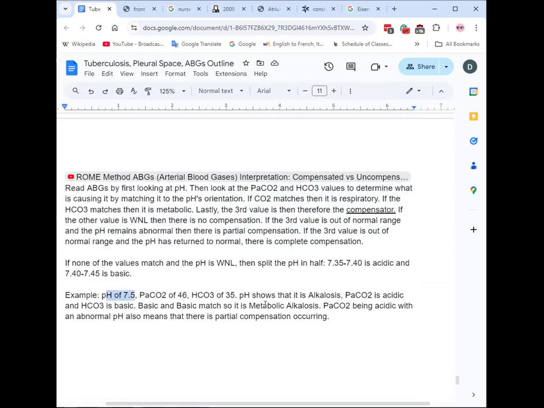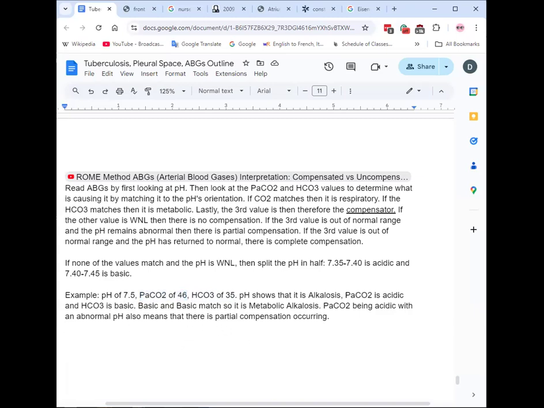And here I have an example. So pH of 7.5, so that would be basic. PaCO2 of 46, so that's acidic. Bicarb of 35, so that's basic. So we can match basic with basic. So we know this is metabolic because it's involving bicarb. It's basic, so metabolic alkalosis. This number is outside of normal limits, so you could say this is a metabolic alkalosis with partial compensation.